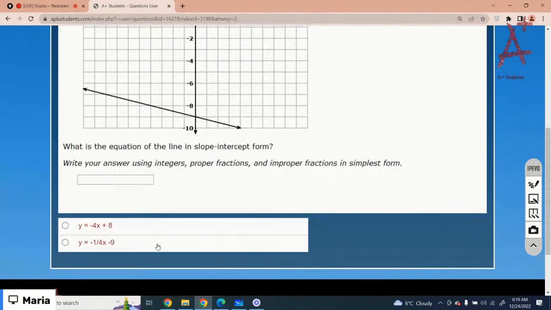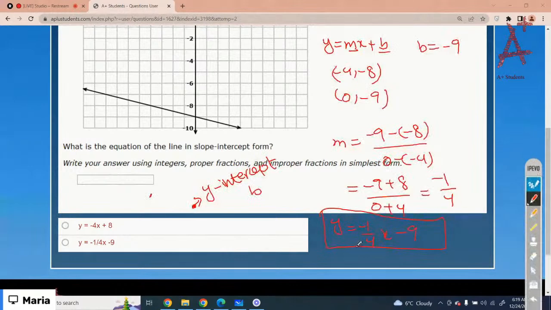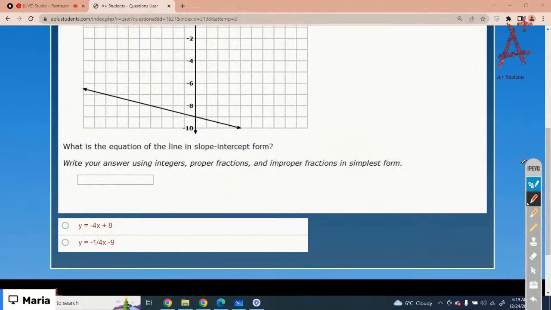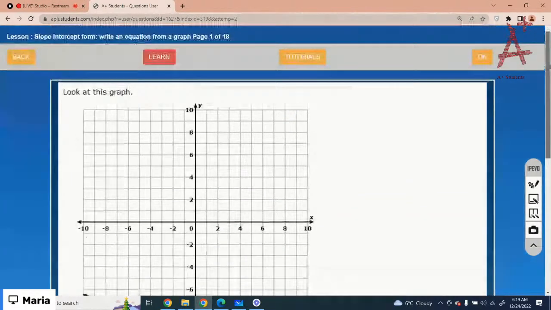So the second option is the correct one. Got it? Just match the equation. The one we did is -1 by 4x minus 9, so it would match the second equation. That means the second equation is the correct option. Just select the correct option and click on the OK button. Got it?